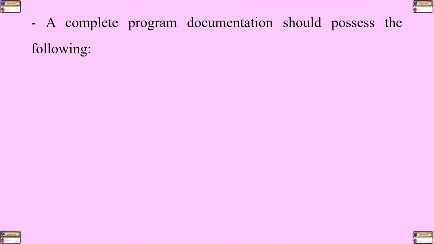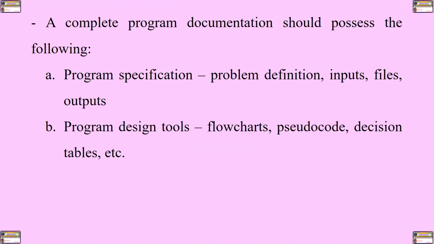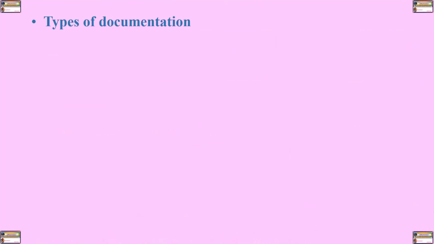Therefore, a complete program documentation should possess the following. 1, program specification. It should identify or define the problem, the inputs, files, and outputs. Number 2 is program design tools, which includes flowcharts, pseudocode, decision tables, amongst others. Number 3 is program listing, that is test data, test results, users notes, operators manual, summary, and the conclusion.